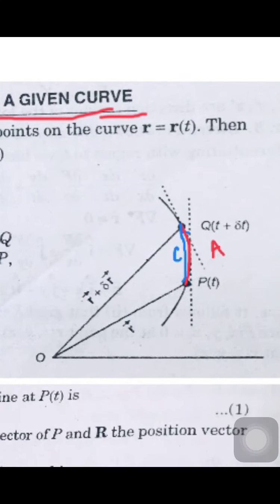What we are seeing in the diagram here is an arc. O is the origin, and we have 2 points on the arc, P and Q. The parametric coordinates at P and Q are t and t plus del t. These 2 points P and Q are on the arc. So OP becomes the radius vector r, and OQ is r plus del r after a time del t, moving from P to Q.